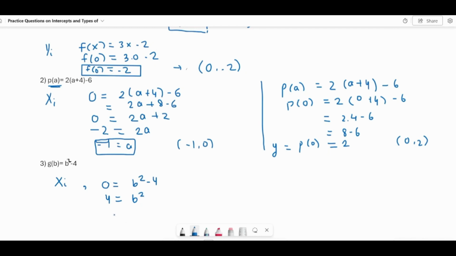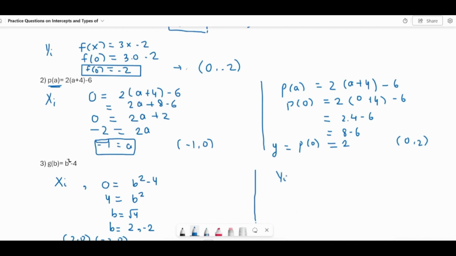That means b will be equal to square root of 4, and there are two square roots of 4, that is 2 and negative 2. So there are two x-intercepts in this case. The two x-intercepts are 2 and negative 2. So if you have to write it in the ordered pair form, then it would be 2 comma 0 and negative 2 comma 0. Now let's find the y-intercept.